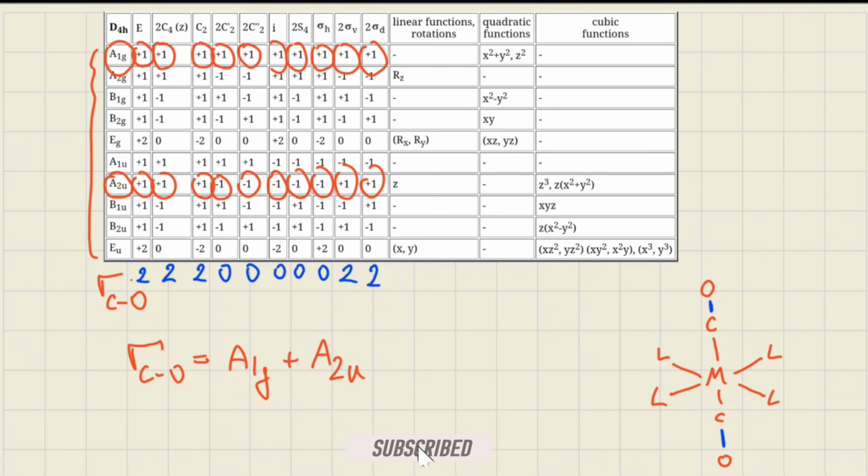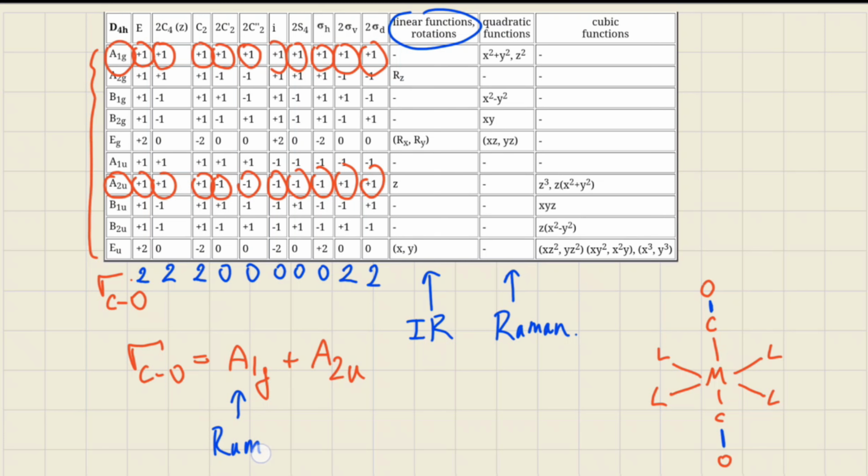To understand whether it is infrared active, we are looking at the linear functions here. If it is Raman active, we are looking at the quadratic functions. So if you look at the A1g, it is only Raman active. If you look at the A2u, it is only infrared active. So we have one Raman active and one IR active mode.